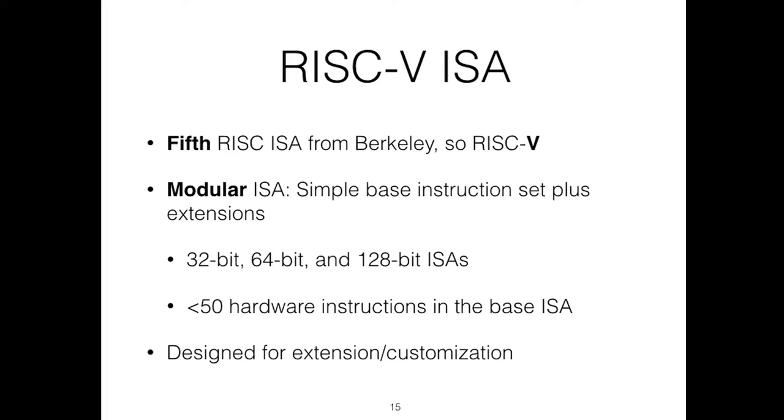There are 32-bit, 64-bit, and even 128-bit versions of the ISA. Supposedly data center people are interested in this, so that's cool. And it's a fairly small ISA, with fewer than 50 hardware instructions in the base ISA, so it makes it amenable for really small things like microcontrollers. And it's designed for extension and customization, as I said. You can build your own accelerators, you can add instructions. That's what it's designed for.